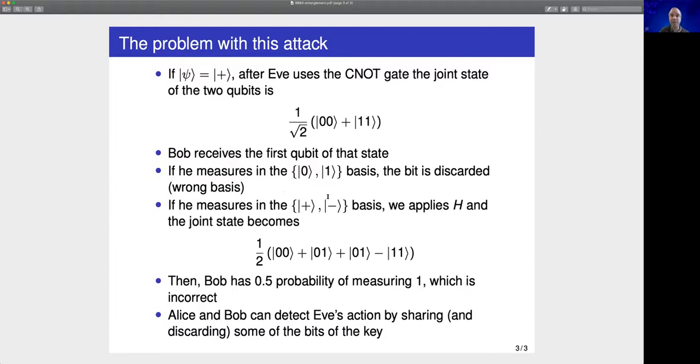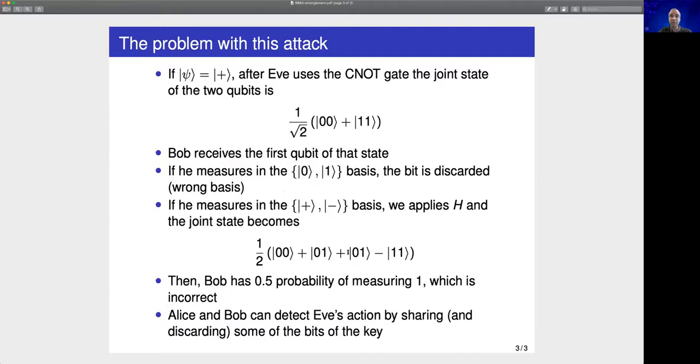The interesting situation is when Bob uses the plus-minus basis to measure. In that case, remember that what he has to do is apply the Hadamard gate, and then measure. If he applies the Hadamard gate to this state, which is now entangled with Eve's qubit, you can easily check that the state of the whole system of the two qubits after Bob applies the H gate is this one here.